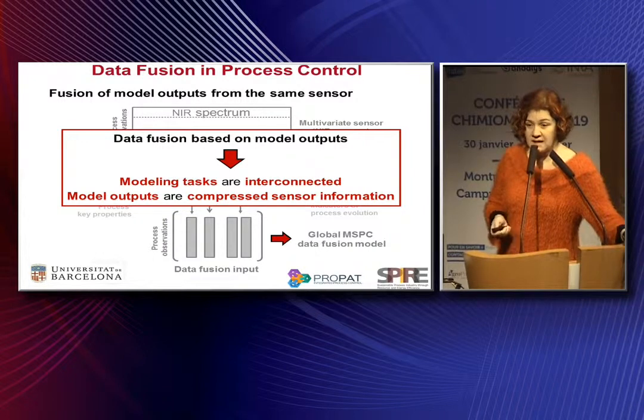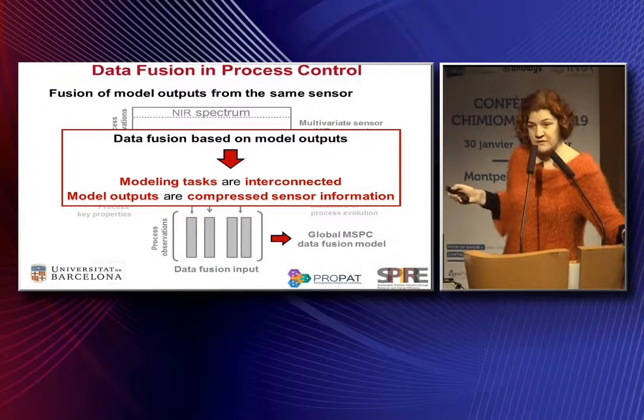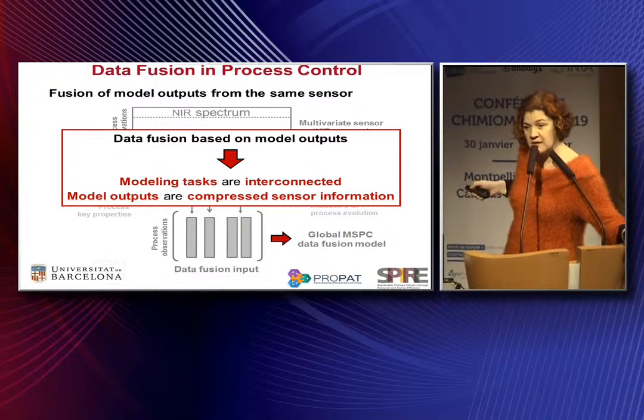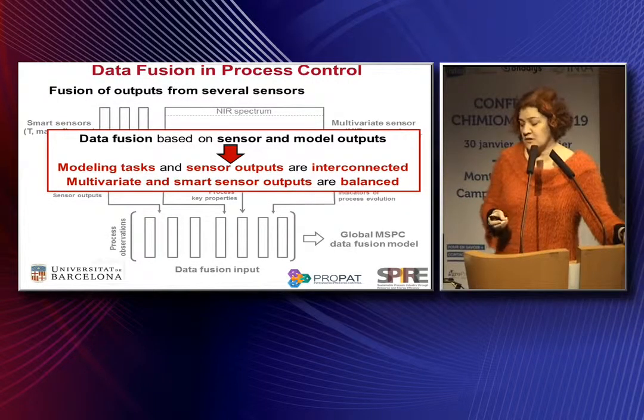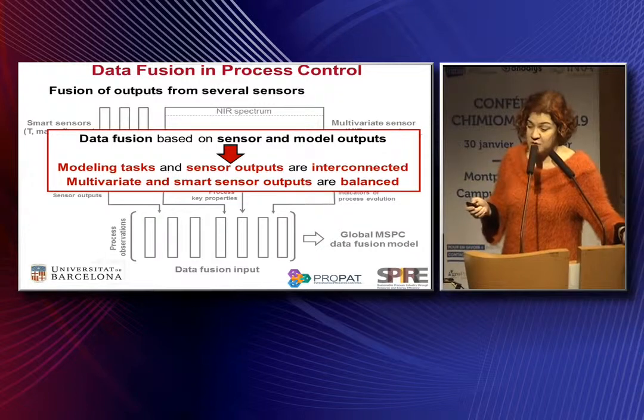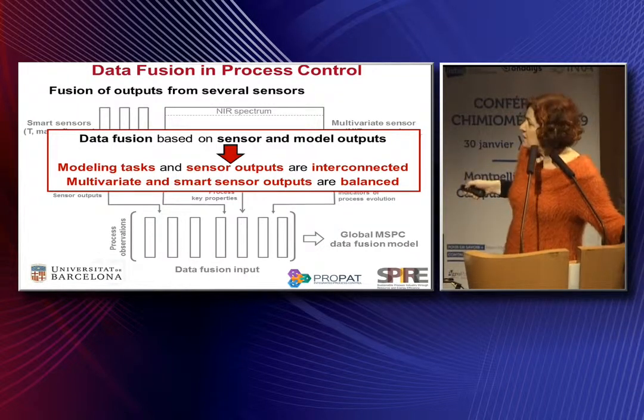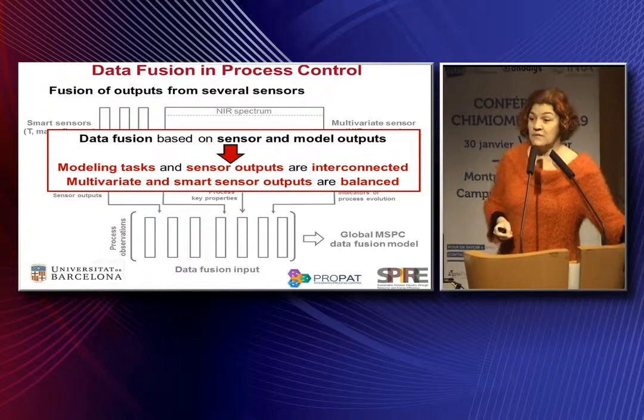Of course, the same idea applies when you want to connect outputs of different sensors, and then of course, if you have a multivariate sensor, you can get different kind of outputs from different kind of models, and you can join these kind of outputs with temperatures or some other kind of sensor measurements. In this case, again, you interconnect not only your model outputs, but also your sensor outputs. Of course, you interconnect everything, which is interesting, but obviously, since you use these outputs from the bigger sensors, what you manage is that this compressed information balances in size with outputs that can come from simpler sensors that only provide you with one parameter.